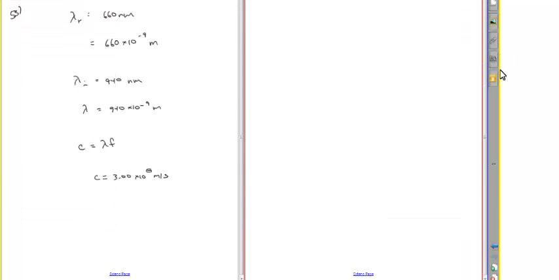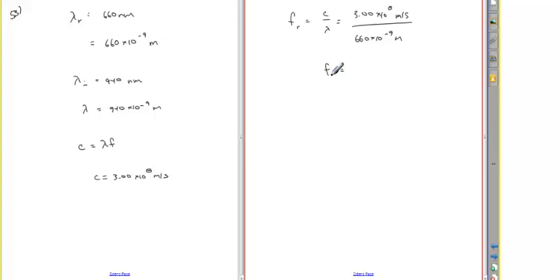So to calculate the frequency, which is what they were looking for, determine the frequency of these light sources. So the frequency of the red, if we solve for f, we divide, so we have c divided by lambda. C is 3.00 times 10 to the 8th meters per second. And we divide by the wavelength, which is 660 times 10 to the minus 9th meters. So let's put that in the calculator. 3e to the 8th, speed of light, divided by 660e to the minus 9th.